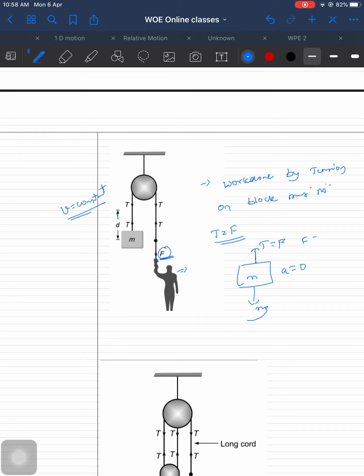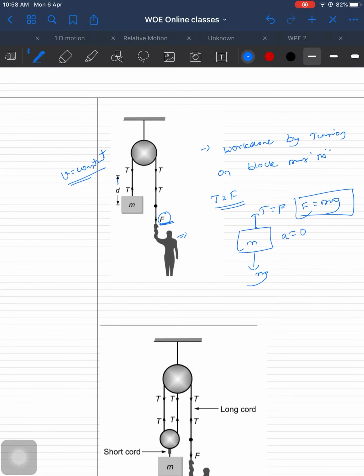How much should the acceleration be? Acceleration is equal to 0. How much should the force be? Force should be equal to mg. Understood? mg. How much is the displacement? Displacement is in the upward direction.